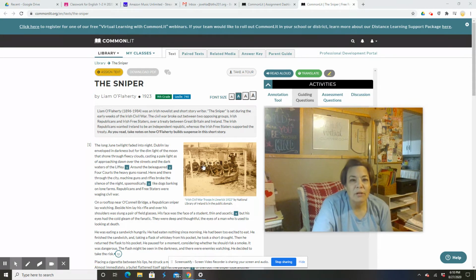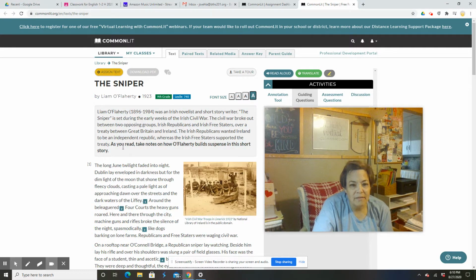So what I want you guys to do is take a look at how this works, okay? So you can change the font size for people whose eyes are a little bit more strained. I don't know who that might apply to. But there are several things here. So we can read aloud, and it'll read the story to us.